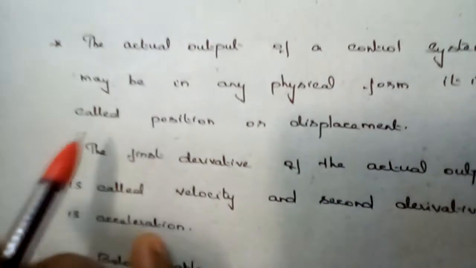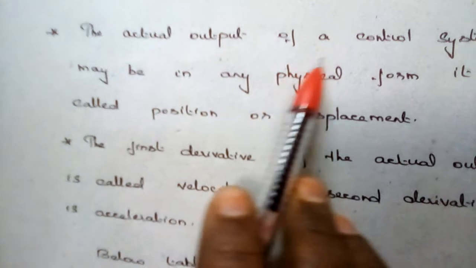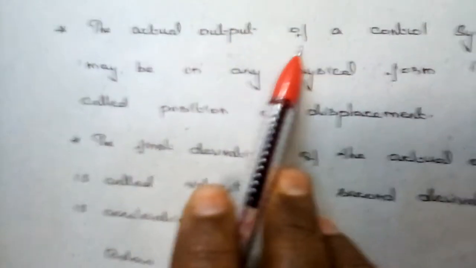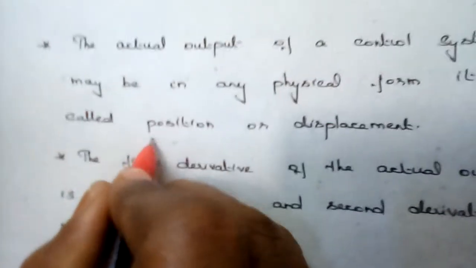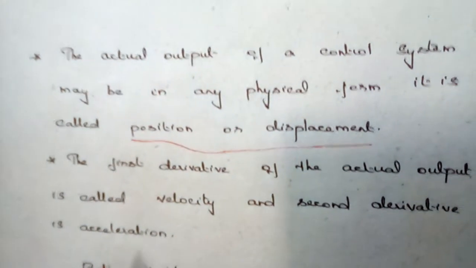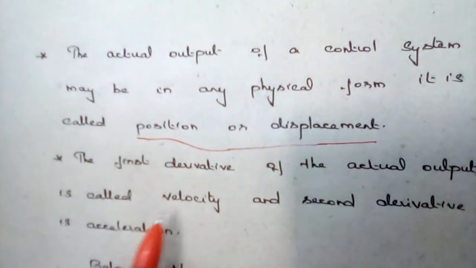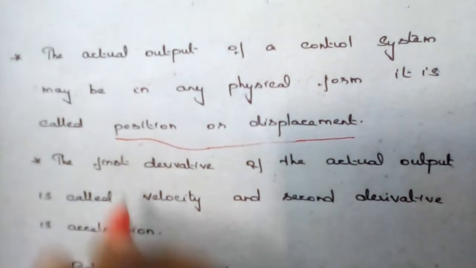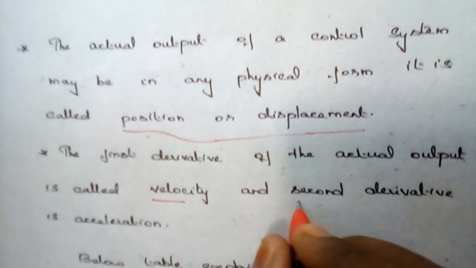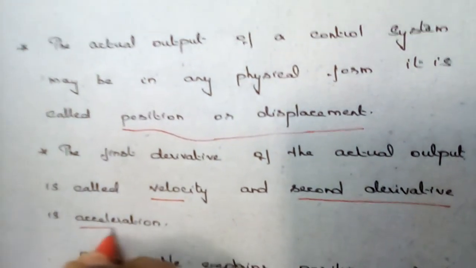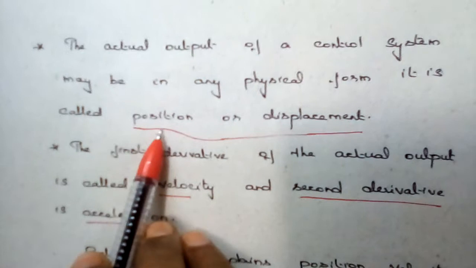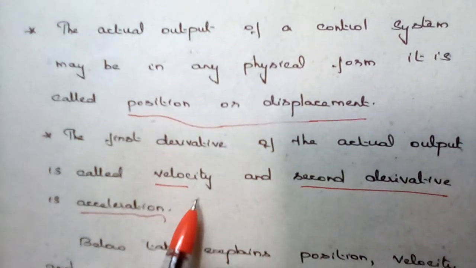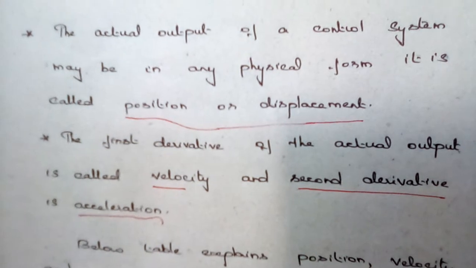The main points to be discussed related to the steady state error are these. The actual output of the control system may be in physical form, called position or displacement. The first derivative of the actual output is known as velocity and the second derivative is known as acceleration. So the actual output of the control system may be given in the form of position, velocity or acceleration.